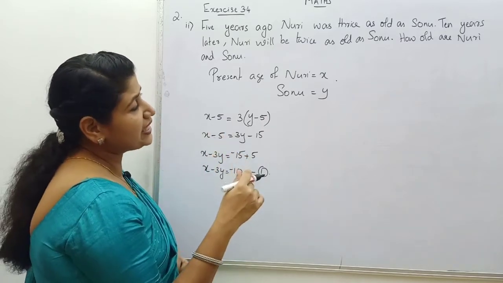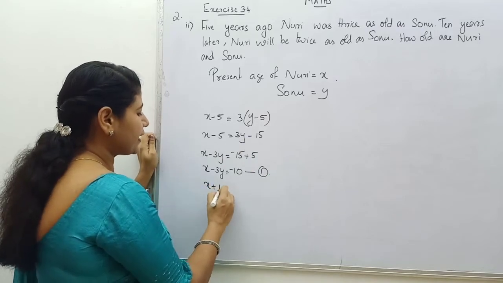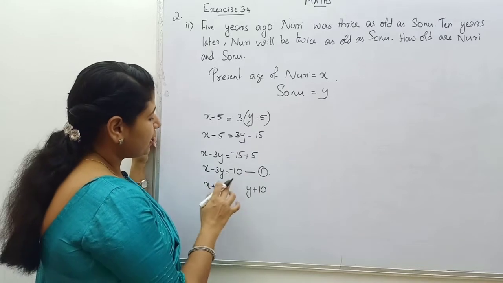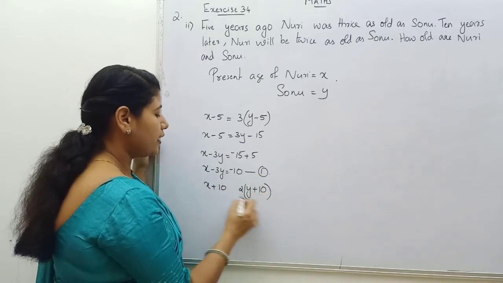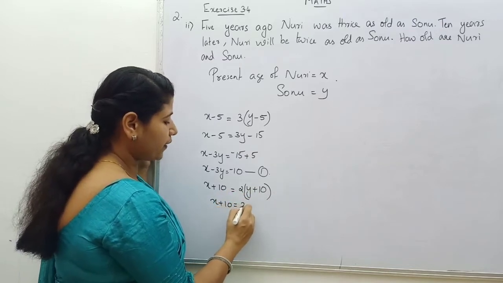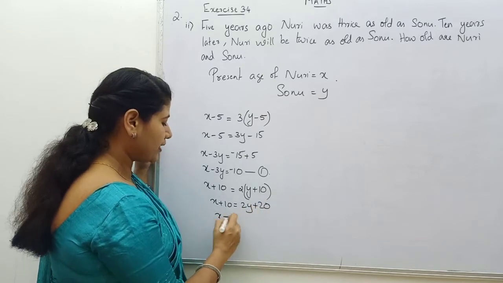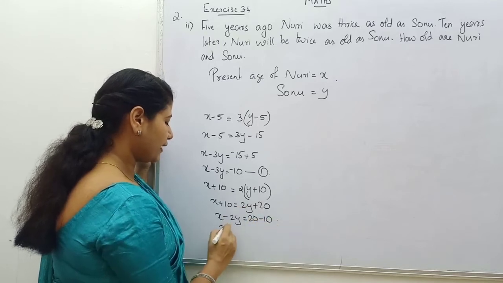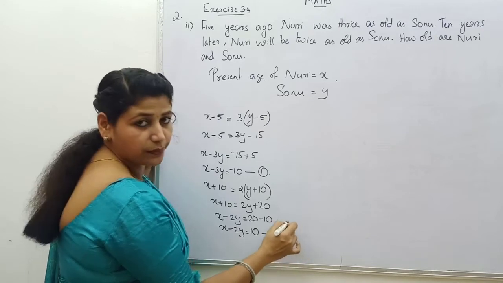The second condition is 10 years later. That means after 10 years, their ages will be x plus 10 and y plus 10. And the relation between these two is that this age will be twice, that means 2 times. So x plus 10 equal to 2 into y plus 10. x plus 10 equal to 2y plus 20. Rearrange: x minus 2y equal to 20 minus 10. So you will get x minus 2y equal to 10. This is your second equation.